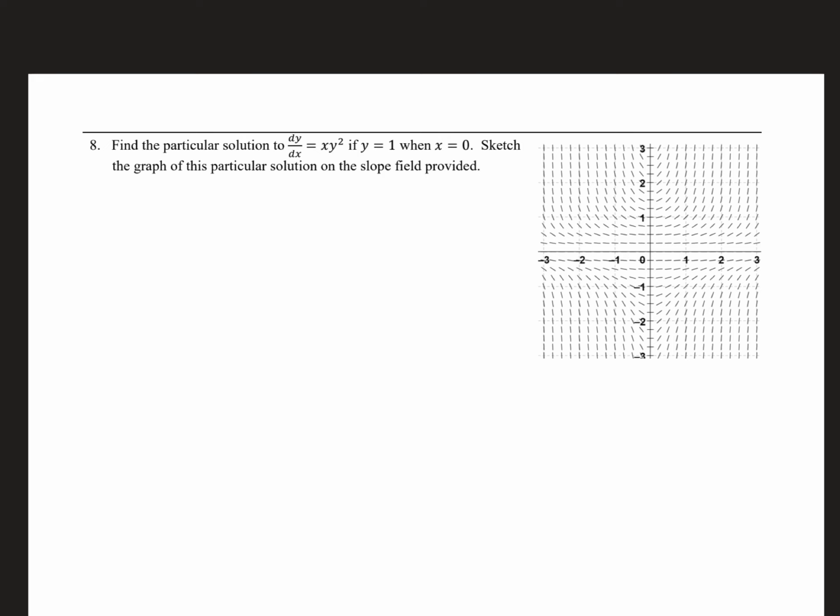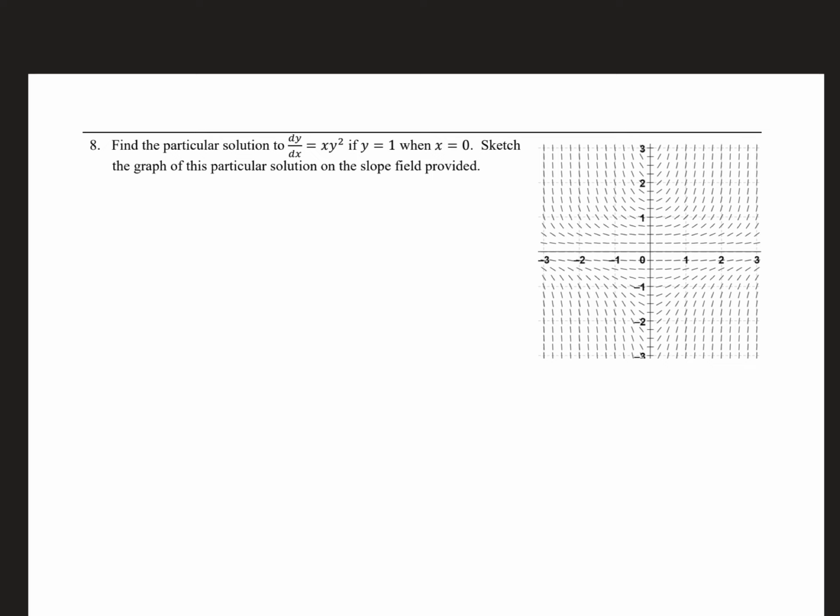So this is from Mr. Bean's homework 7.7, number 8. And since this one has some domain range issues, I figured I would work this out for you guys. So we want to find the particular solution to the derivative equaling xy squared. And then they give us an initial condition there, and then they want us to sketch the graph afterwards.